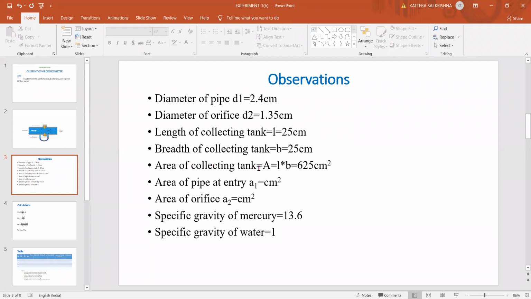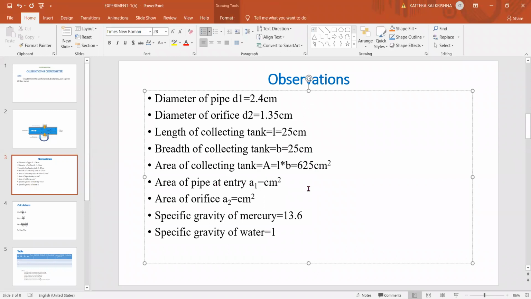Next, if you see here, area of the collecting tank, capital A, length into breadth, 25 into 25, 625. Next, area of the pipe at the entry, A1 equal to, what is the formula for finding the cross-sectional area of the pipe? Anybody please tell. Pi by 4 d1 square, sir. Right. Since it is the pipe, the diameter is d1. So write down the formula A1 equal to pi by 4 d1 square. Calculate it and tell me the value.